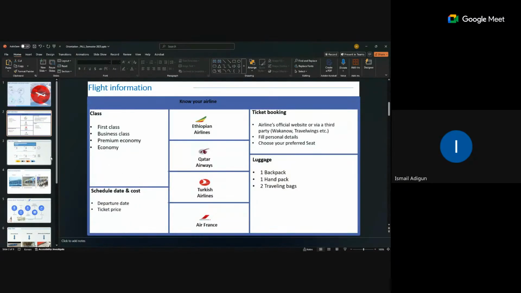As I said the other time, you have to know your ticket price. With that, there is also information regarding the ticket.